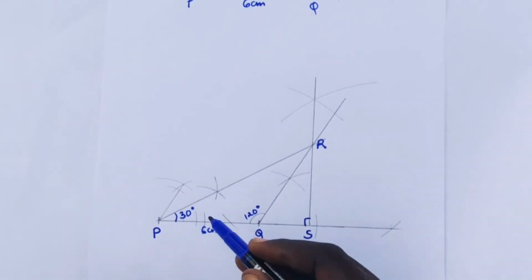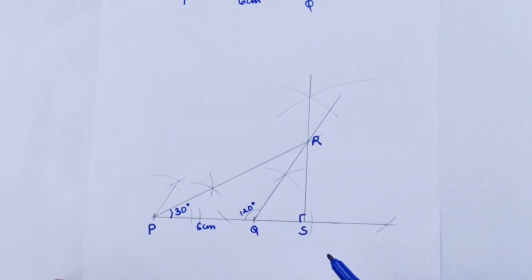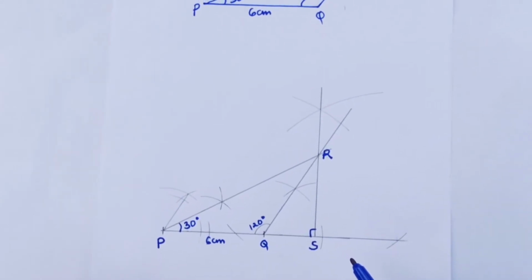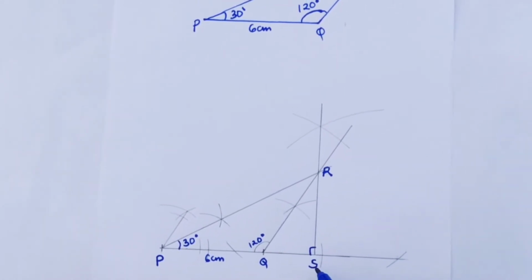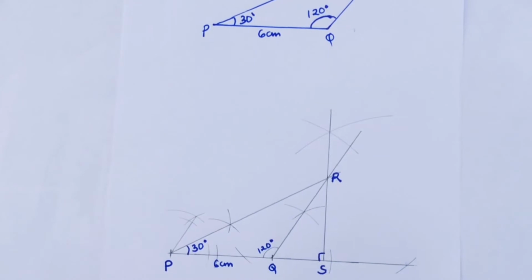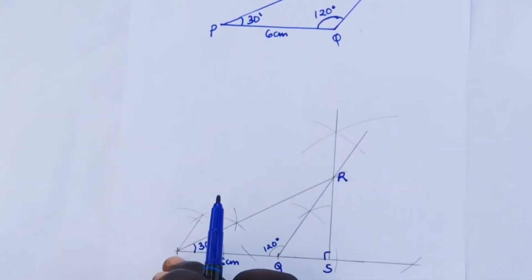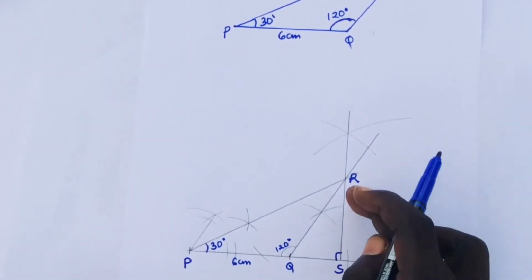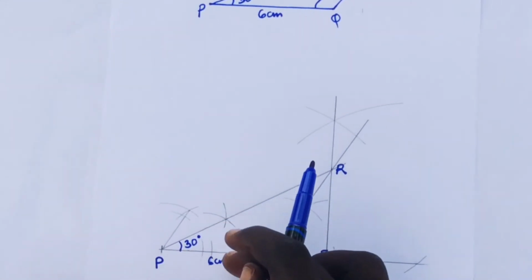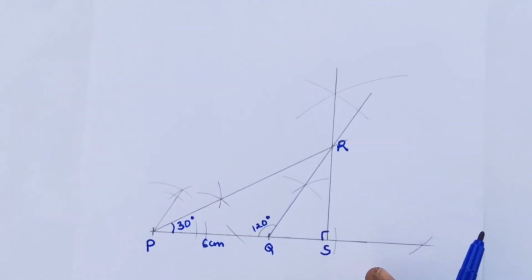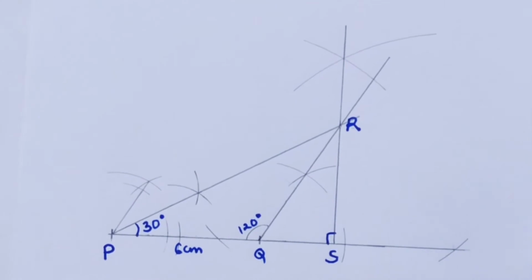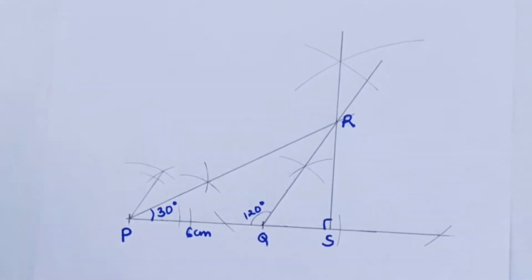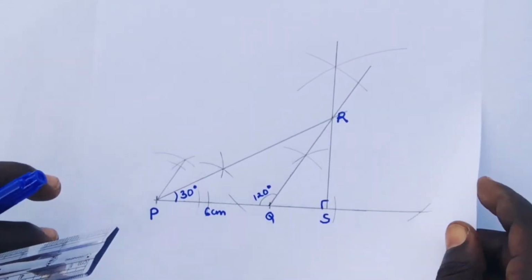Now, RPS is a right angle triangle. RQS is also right angled, but the one we want is not right angled. So we shall get the area for RPS, the bigger one, then get it for the smaller right angled one. When you subtract the smaller one from the bigger one, you get the area of PQR, the one which is required. So that is so simple. We shall calculate immediately as follows.